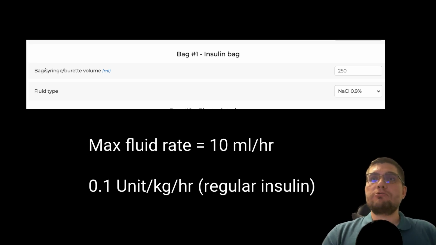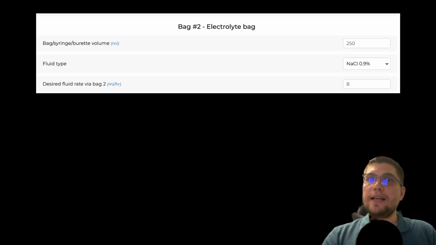This bag will run with the maximal rate of 10 ml per hour, which will provide insulin infusion at 0.1 units of regular insulin per kilogram per hour. The next bag is the Electrolyte Supplementation bag. Here, I'm also going to use a 250 ml normal saline bag that can be mixed with both potassium chloride and potassium phosphate at the same time.